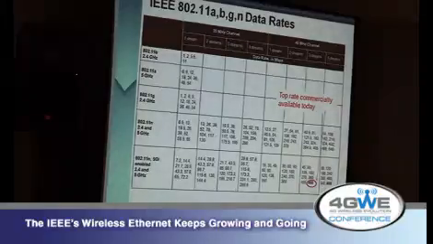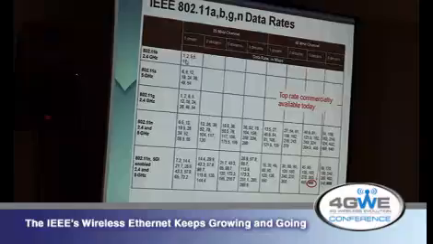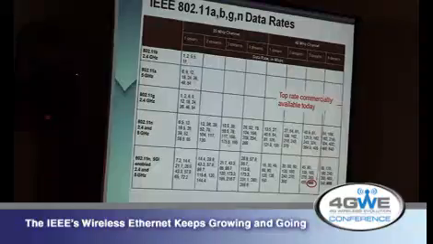So these are all the data rates. We talked about rate adaptation. So you can work anywhere from 1, 2 megabits per second. That's what we had in the mid-90s. And now commercial products are all the way up to 450 megabits per second.